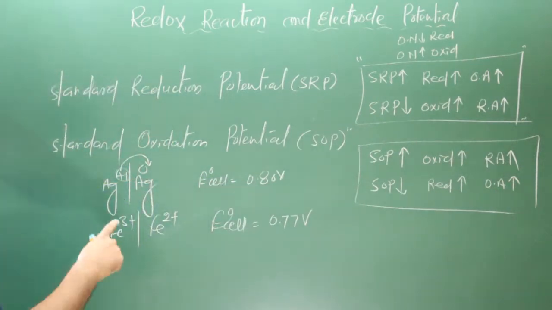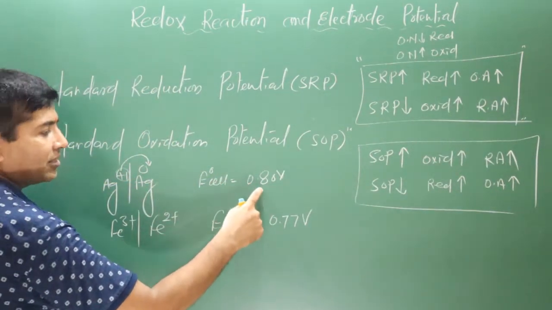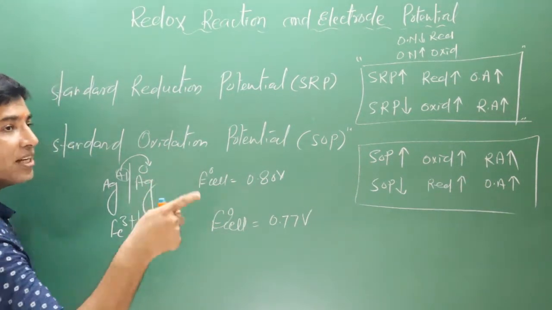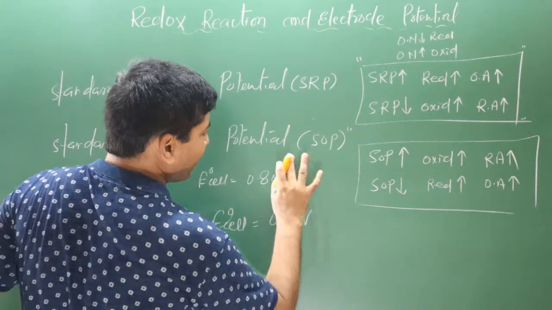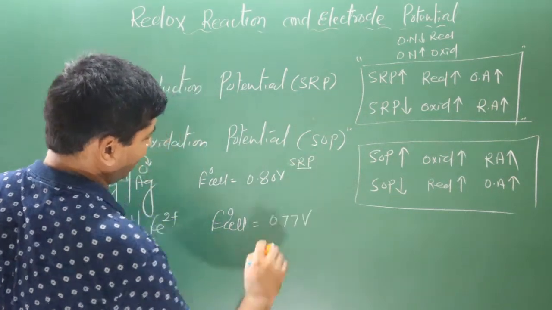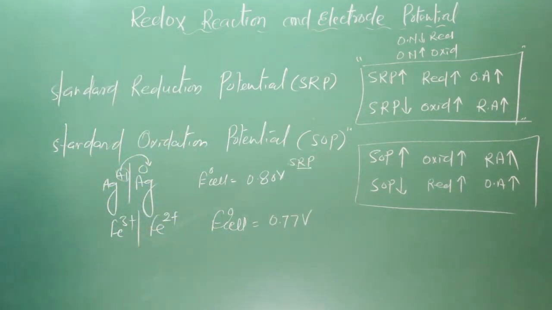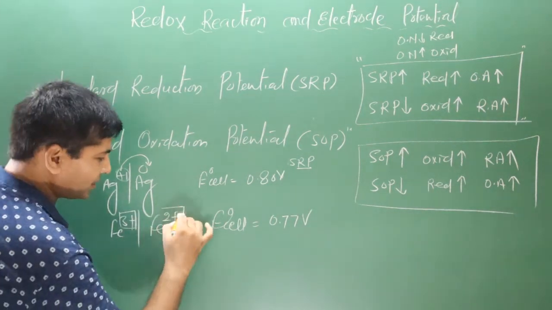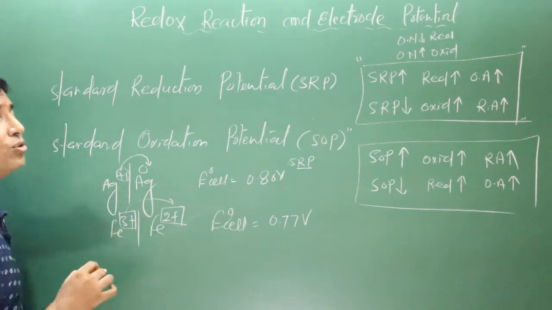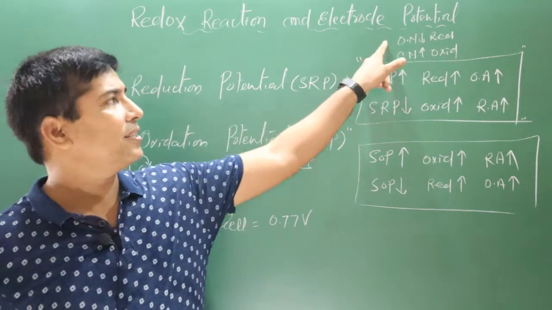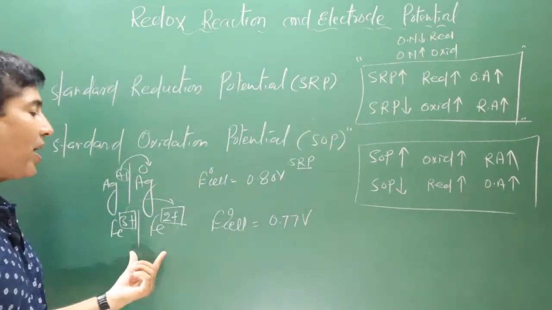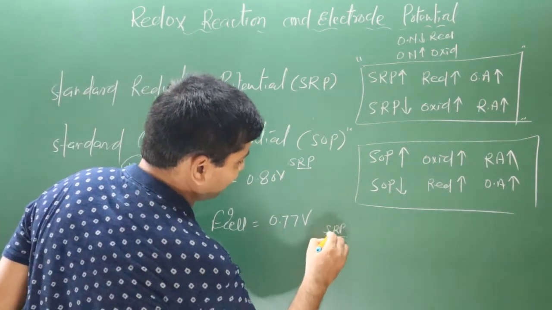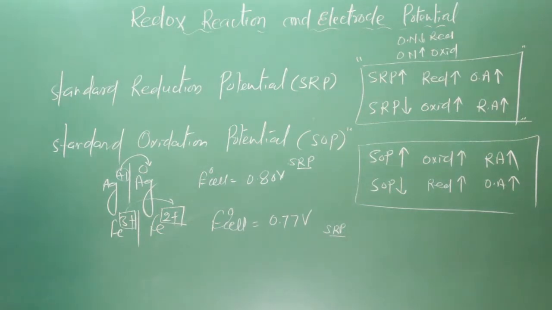Since reduction reaction is given here, it means reduction potential value is given here. E naught means standard reduction potential. We have SRP value. Now move on to the next equation. Iron has +3 oxidation number, on the other side it has +2 oxidation number, +3 to +2. Decrease in oxidation number means reduction. It is also a reduction reaction, hence we can say it is also an SRP value, standard reduction potential. Both are SRP values.